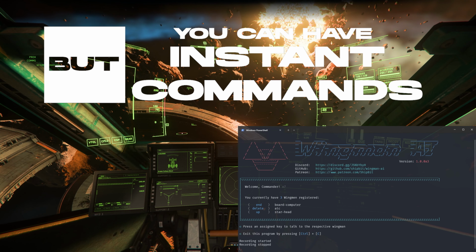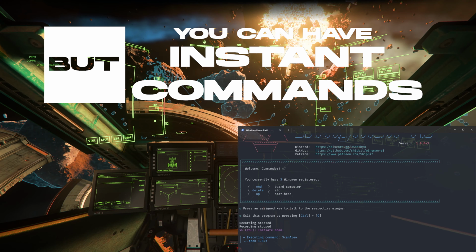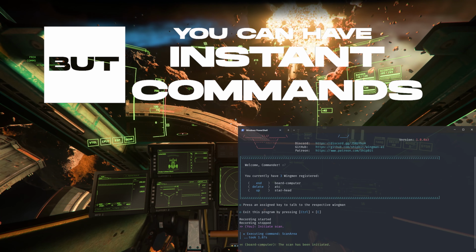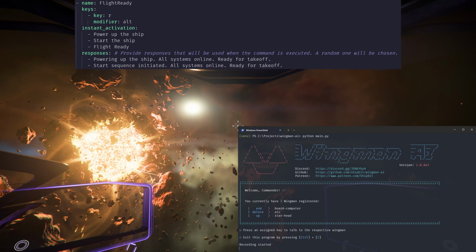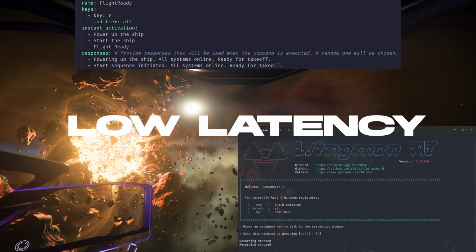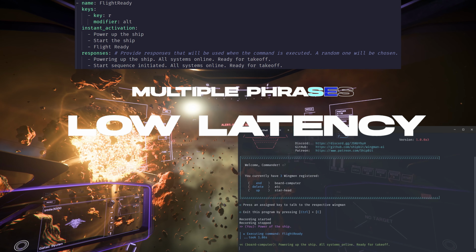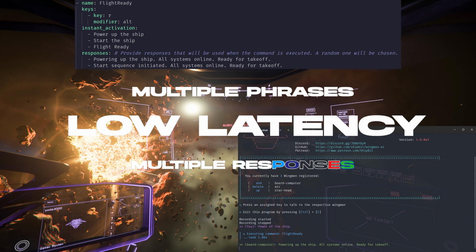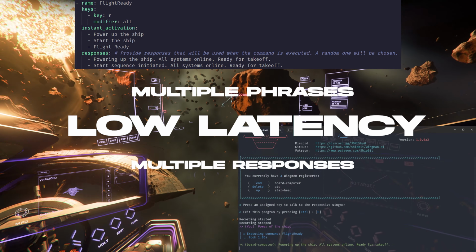Initiate scan. The scan has been initiated. Power up the ship. Powering up the ship. All systems online, ready for takeoff.